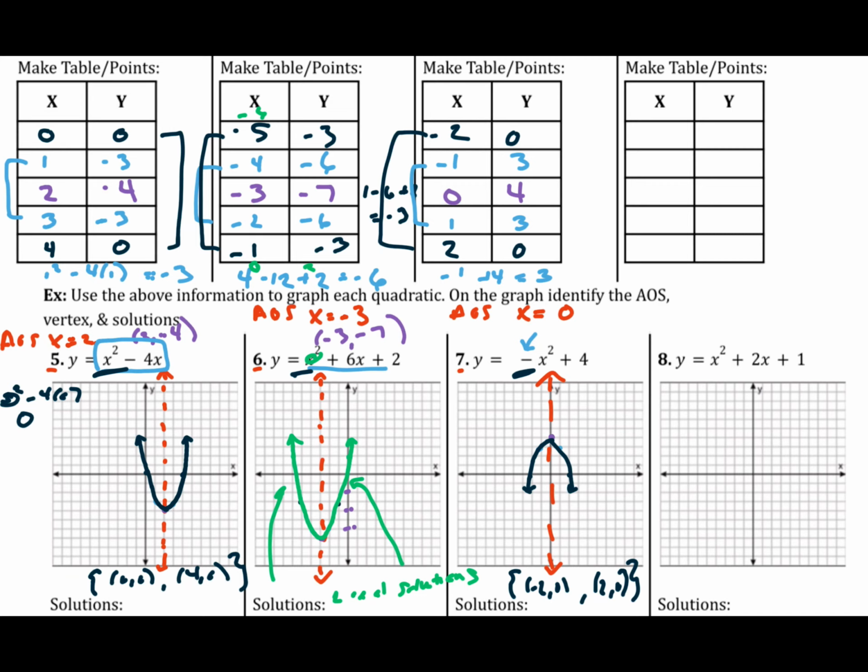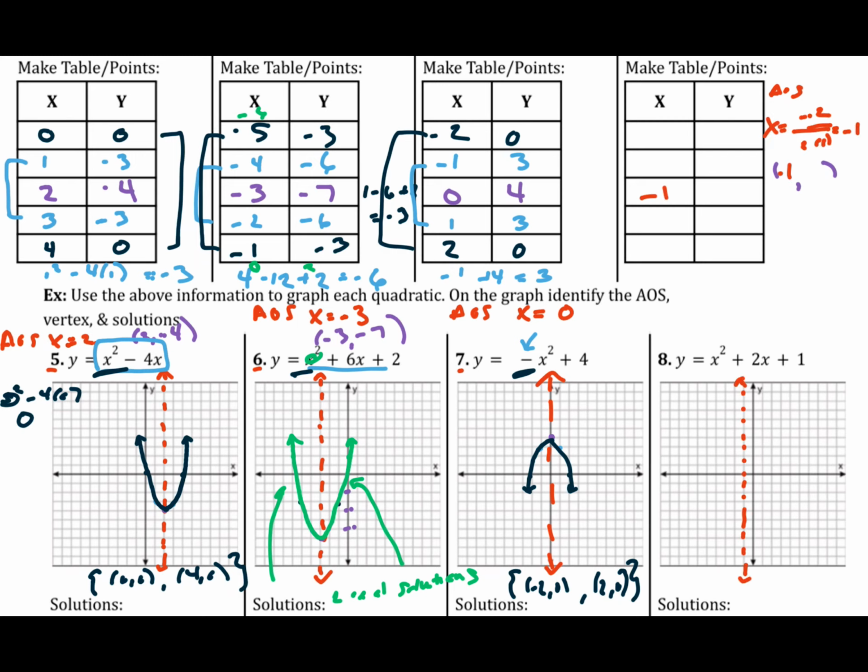Now, I'm going to challenge you to put everything together here on number 8. I'm going to challenge you to first find the axis of symmetry, to then find the vertex, to graph both of those pieces, to then fill in the rest of your table, connect, and identify the solution. So pause the video, give yourself a solid 5 to 7 minutes to work through this, and then unpause the video and see how you did.